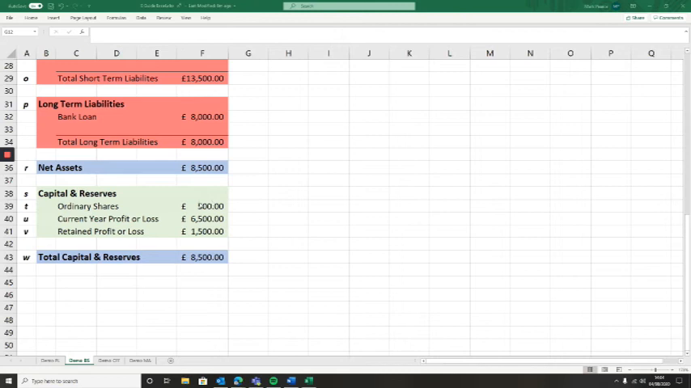And this is how that 8.5 is made. So 500 of it was for shares bought in the first place. £6,500 worth of it is coming from current profit for this year, and 1,500 was from the previous year. So this then adds up to 8,500, and this balances with the net assets.